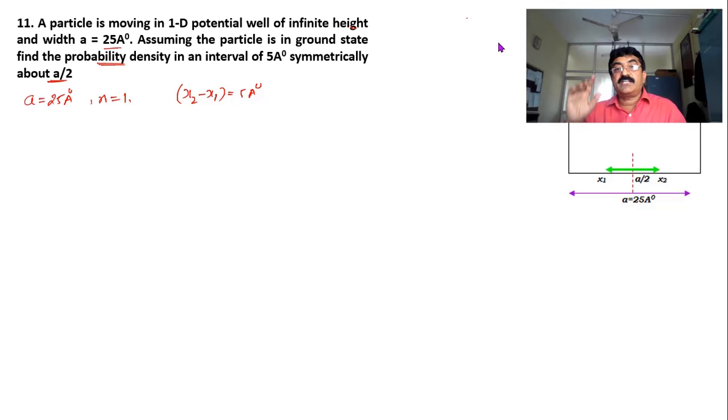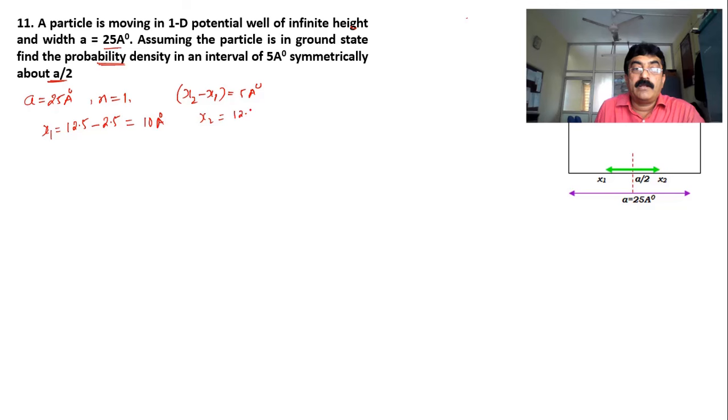With this much explanation, now you are able to write the values of x1 and x2. What is x1? Yes sir, x1 is equal to 12.5 minus 2.5, that is 10 angstrom, sir. x2 is 12.5 plus 2.5, 15 angstrom, sir. See, x2 minus x1 is 5 because it is 15 minus 10. So like this we have to decide x1 and x2.